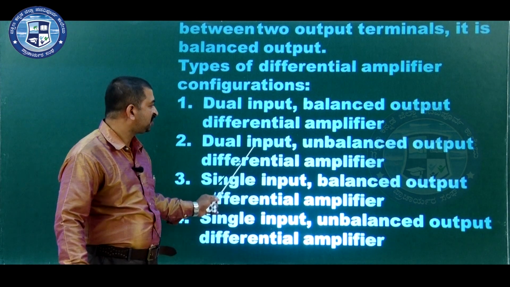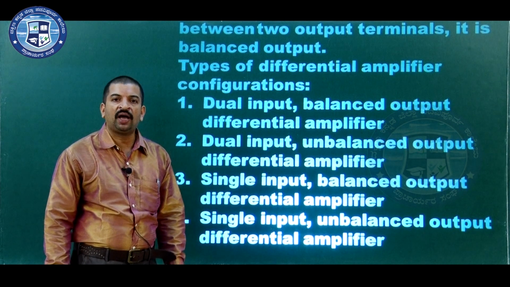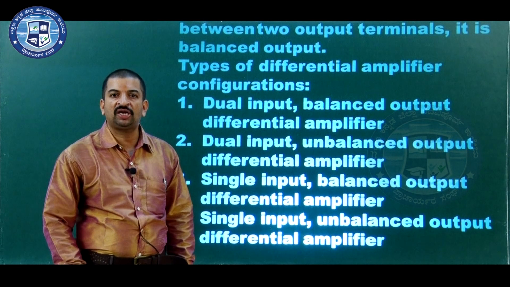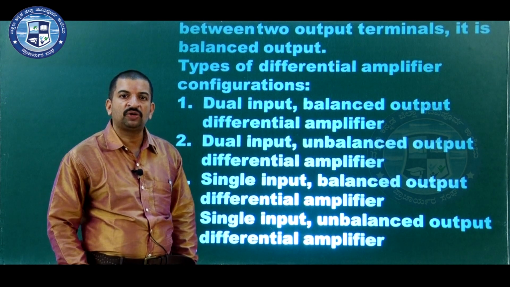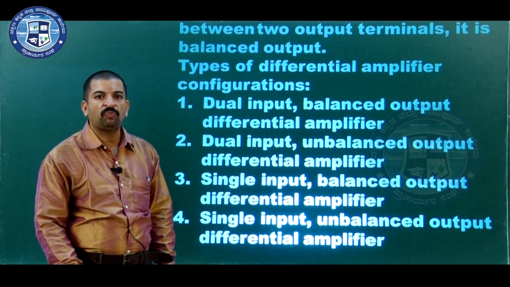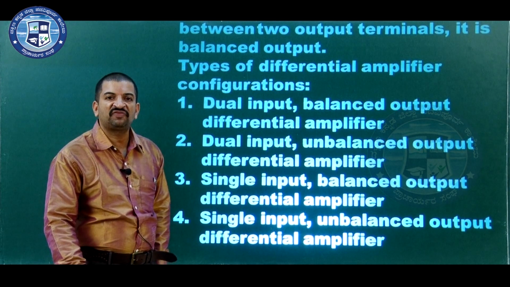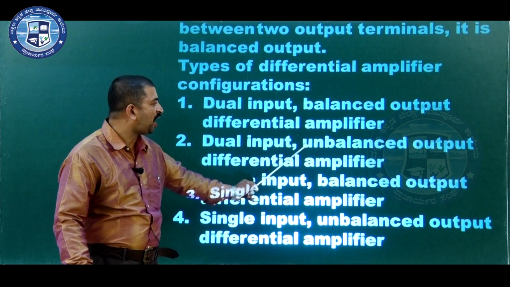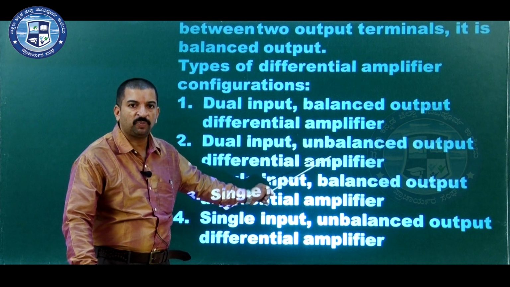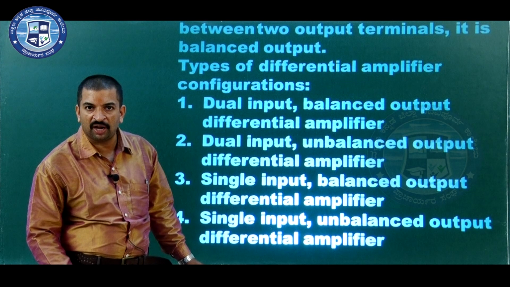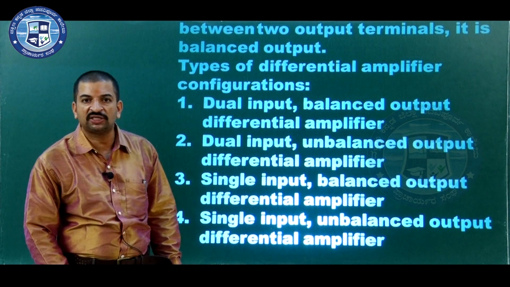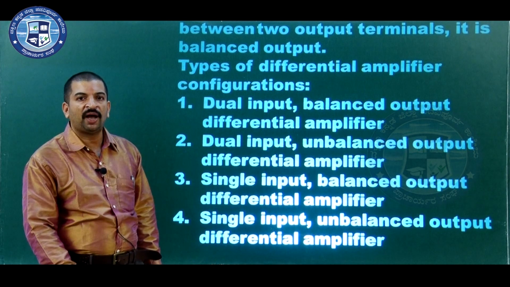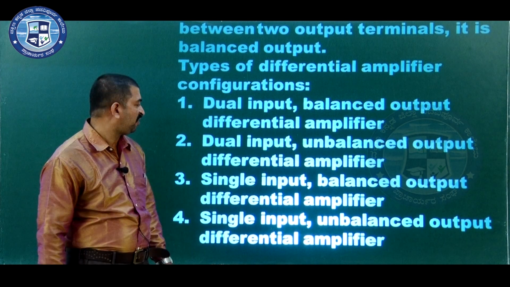The next configuration is dual input unbalanced output differential amplifier. In this configuration, the input signals are applied to both input terminals and the output signal is measured across one of the output terminals with respect to ground. So, the name dual input unbalanced output. Input signals are applied to both input terminals, output signal is measured across only one of the output terminals. So, dual input unbalanced output differential amplifier.